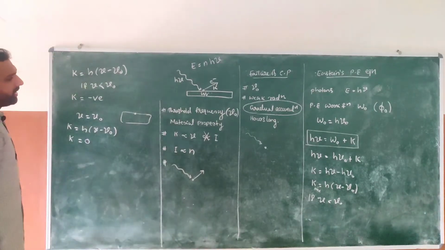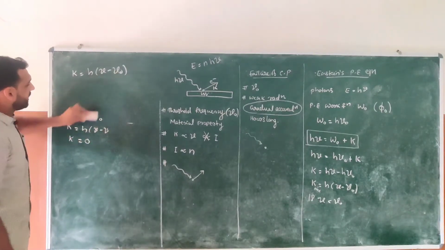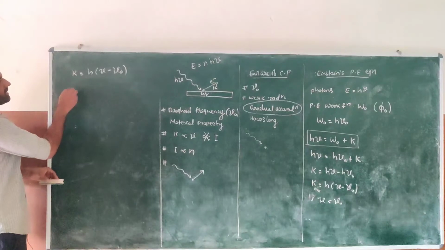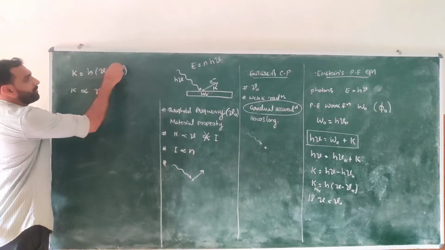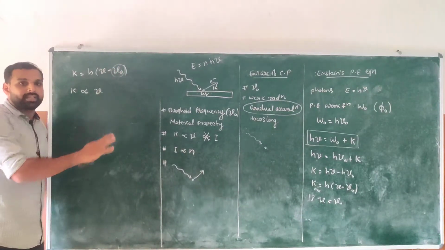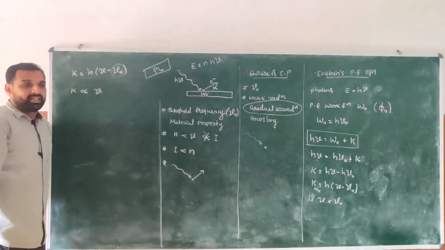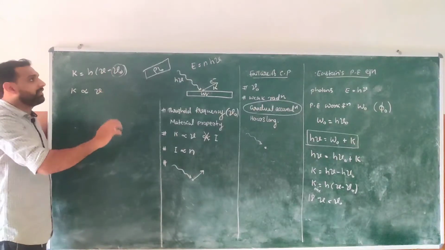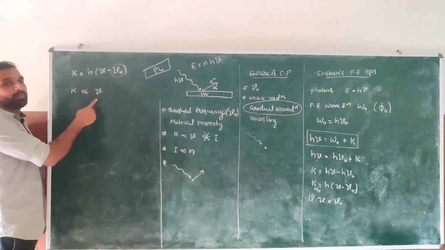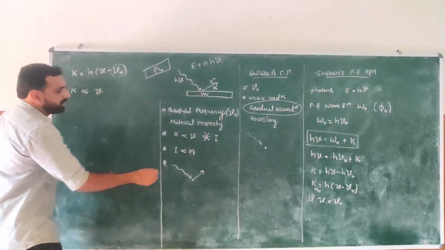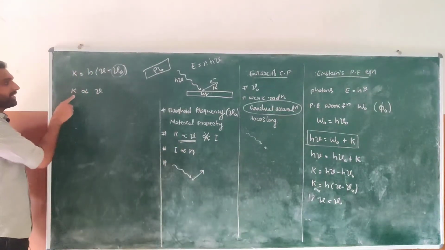And from this expression, it is clear that the kinetic energy is proportional to nu, because nu 0 is fixed. It has a fixed value for a given metal surface. For example, if you are using lead, then the threshold frequency, or threshold energy, will have a fixed value. Then I can write kinetic energy is proportional to nu. So this is also justified; it is hidden in this equation.